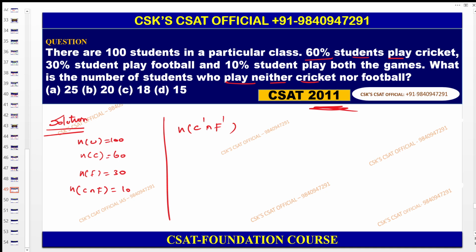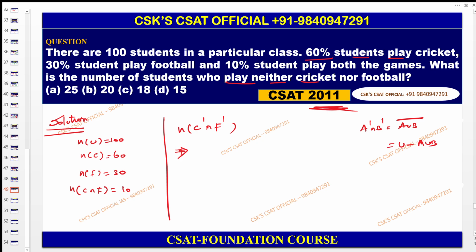If you know the De Morgan laws, then A dash intersection B dash is equal to A union B the whole dash. And A union B the whole dash is equal to universal set minus A union B. That's it. So this is the basic concept with respect to the De Morgan law. You have studied it in your 9th standard, 10th standard, but might not be remembering. Some of you may remember.